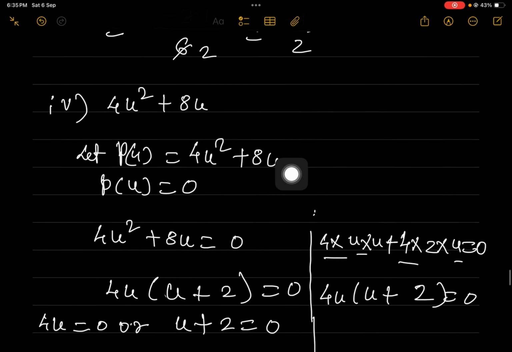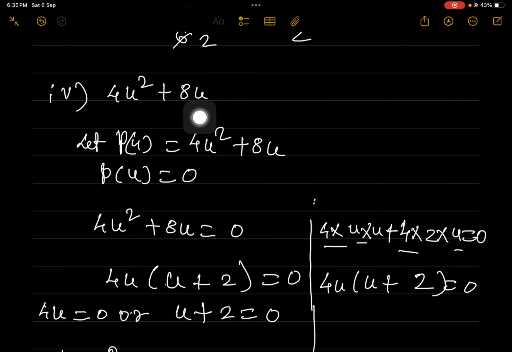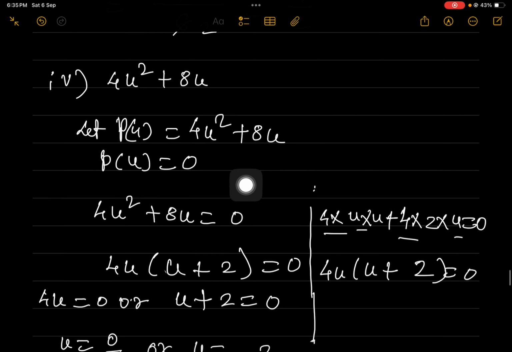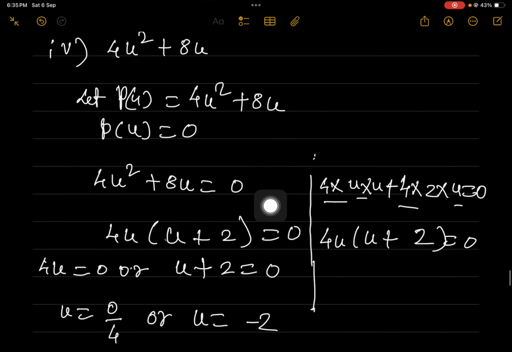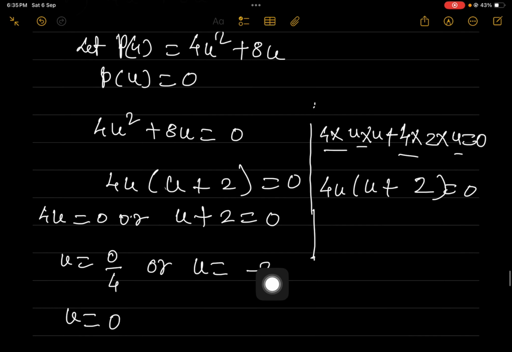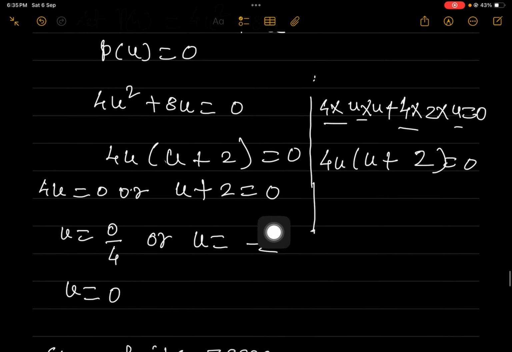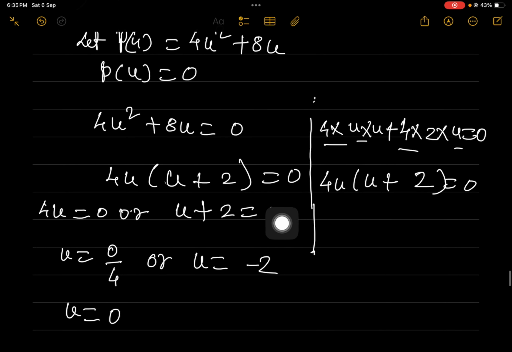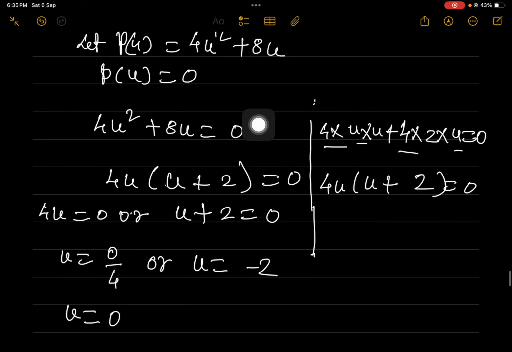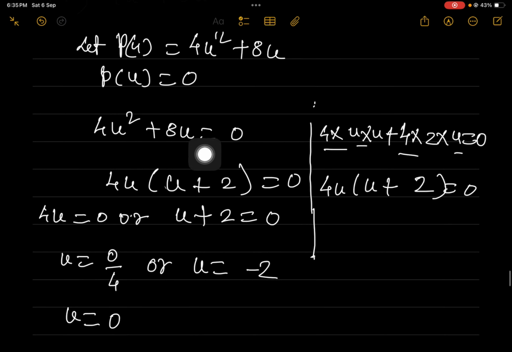Then fourth question, 4u square plus 8u. Now in this polynomial, constant term is not there. So we will write here P of u equal to 4u square plus 8u. P of u equal to 0. Here directly also you can write 0, or otherwise after finding out the factors then also you can write. In the previous example we did, last we wrote equal to 0. Now here constant term was not there, so we have written here 0.